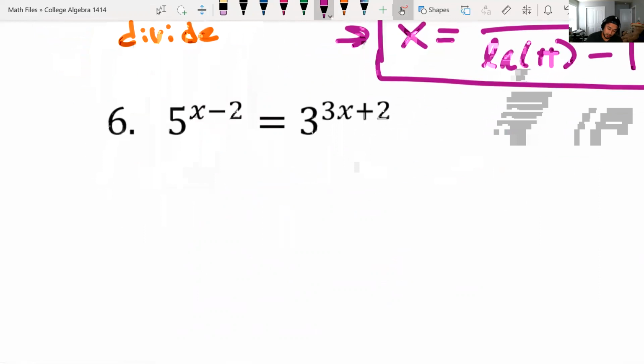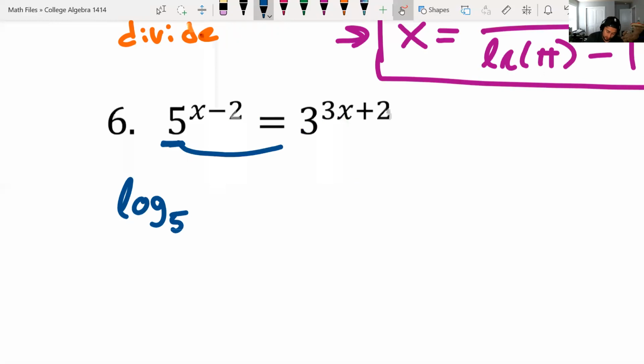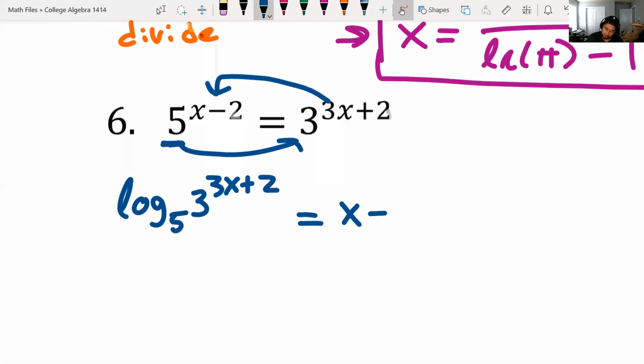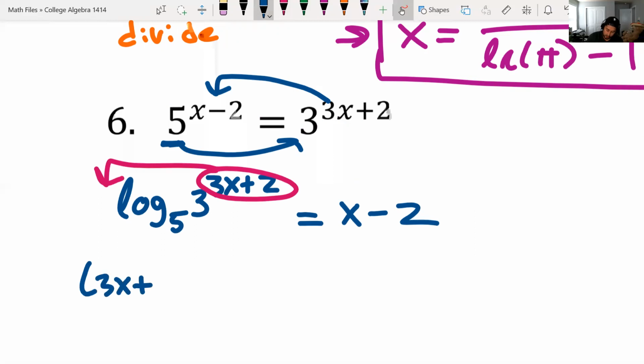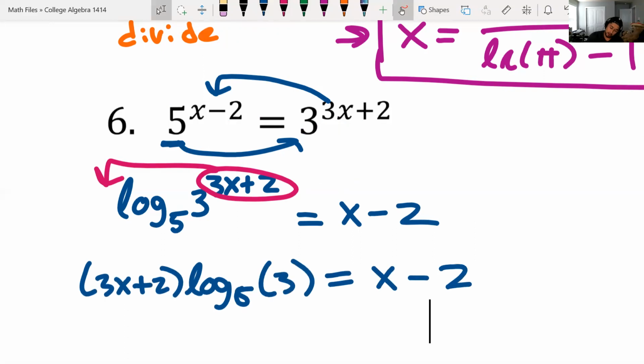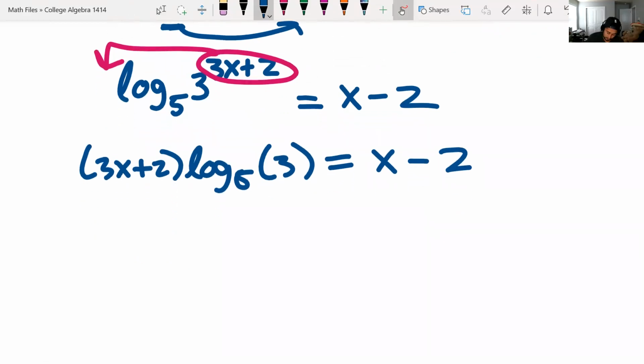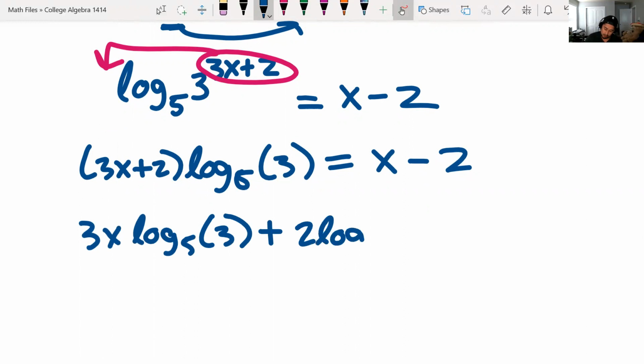Do it again. Here's the base we're going to use on this one. Convert from exponential to log. So log base 5 of the outside number of 3 to the 3x plus 2, set equal to the exponent of x minus 2. And then power rule. So this 3x plus 2 comes down to the front: (3x plus 2) times log base 5 of 3 equal to x minus 2. We're going to have to distribute that, so you'll get 3x log base 5 of 3 plus 2 log base 5 of 3 equal to x minus 2.